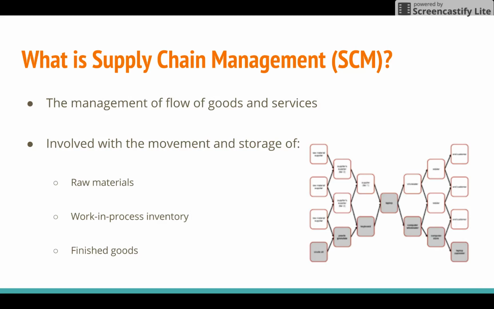So in more simple terms, supply chain management is simply the flow of goods and services. This could involve the movement and storage of raw materials, work in process inventory, and finished goods from one point to another. It could also include a linked network within the organization, along with other connected channels to provide services and products that are required or wanted by the end customers in a supply chain process.